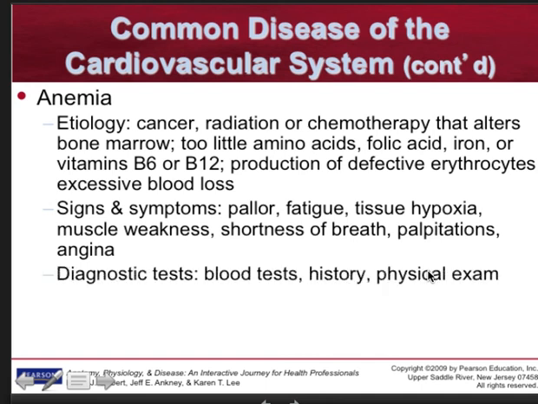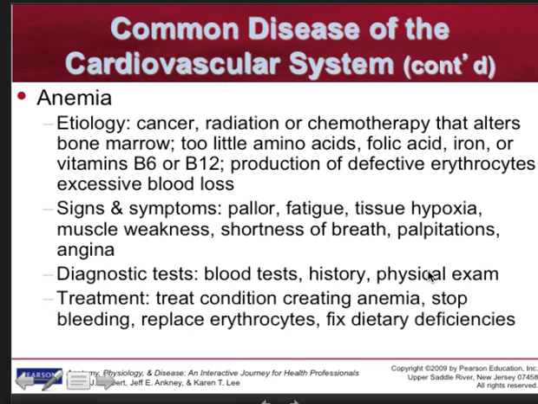Diagnostic tests include blood test, history, and physical, and the treatment is to treat the condition that creates the anemia, stop the bleeding, for instance, replace the erythrocytes by transfusion, or fix dietary deficiencies.